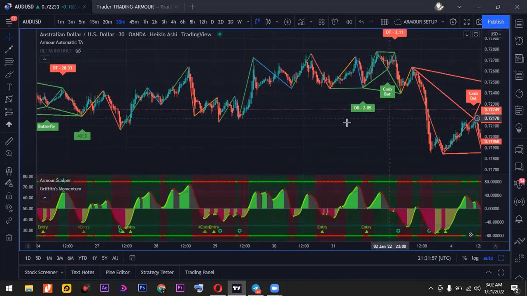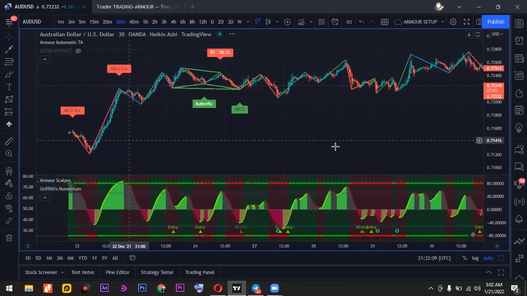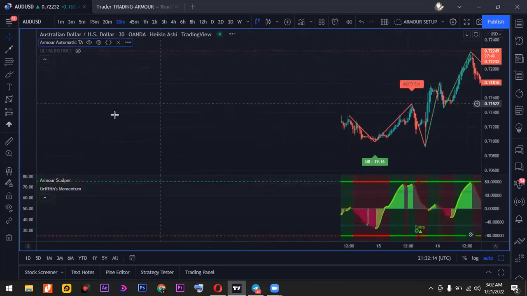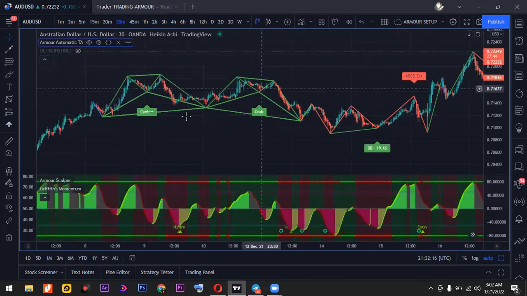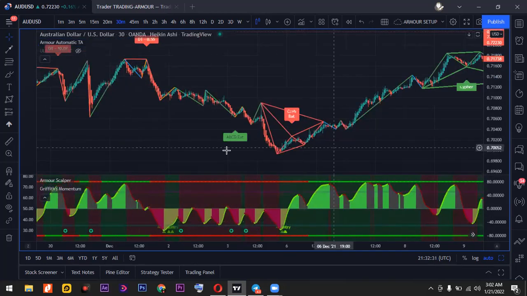Here is a bat pattern. Here is a crab, bat, and here is a crab, bat. Here is a bearish, and here is a bullish. Here is a crab. Here is a cipher. So if you don't understand this pattern, just simply Google it. And with the help of the scalper, we can enter long or short.